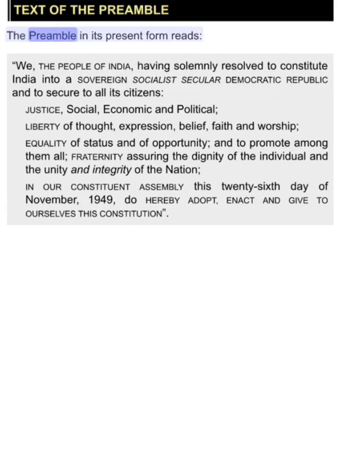Text of the preamble. The preamble in its present form reads, "We, the people of India, having solemnly resolved to constitute India into a sovereign socialist secular democratic republic and to secure to all its citizens justice, social, economic and political, liberty of thought, expression, belief, faith and worship, equality of status and of opportunity, and to promote among them all fraternity, assuring the dignity of the individual and the unity and integrity of the nation. In our Constituent Assembly this 26th day of November, 1949, do hereby adopt, enact and give to ourselves this Constitution."